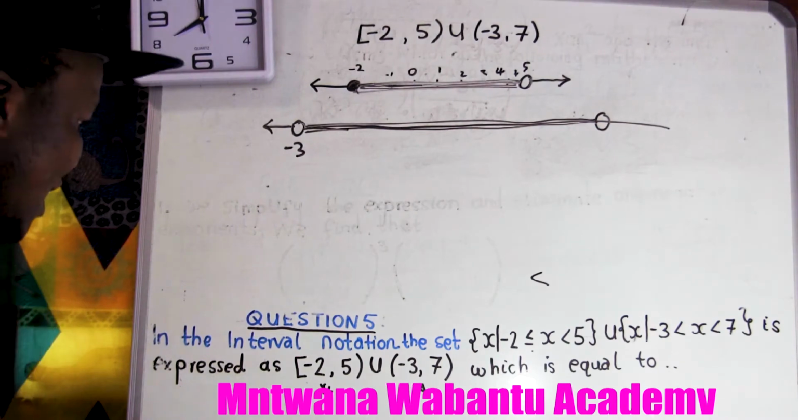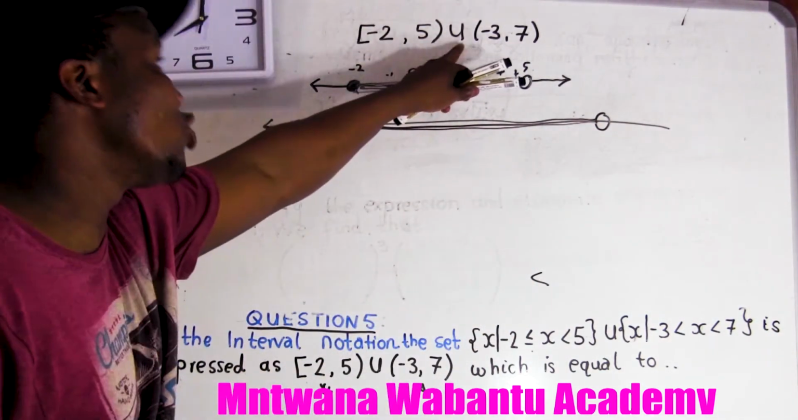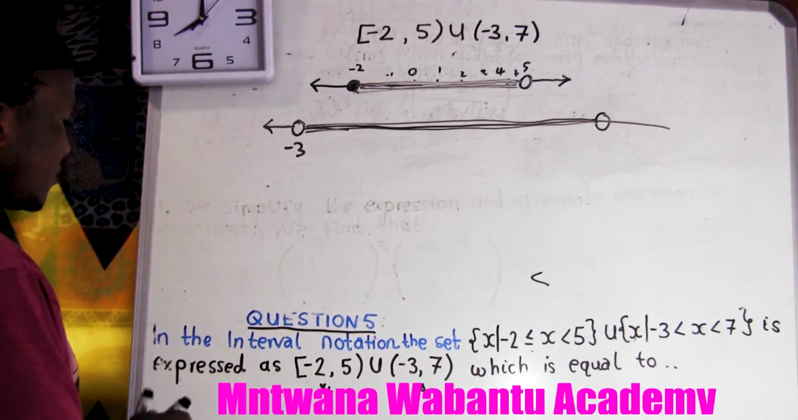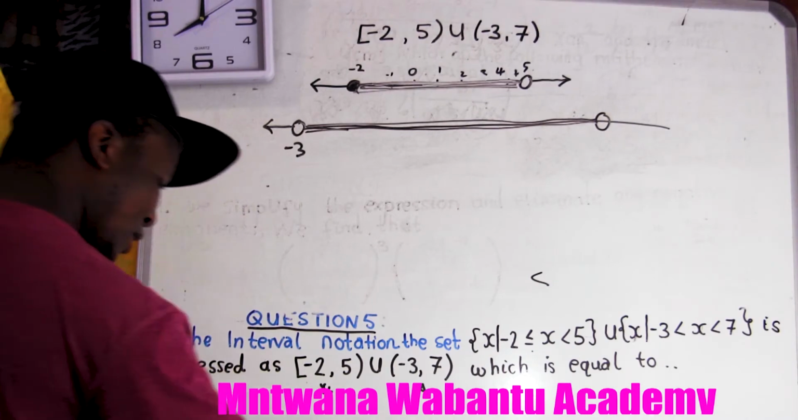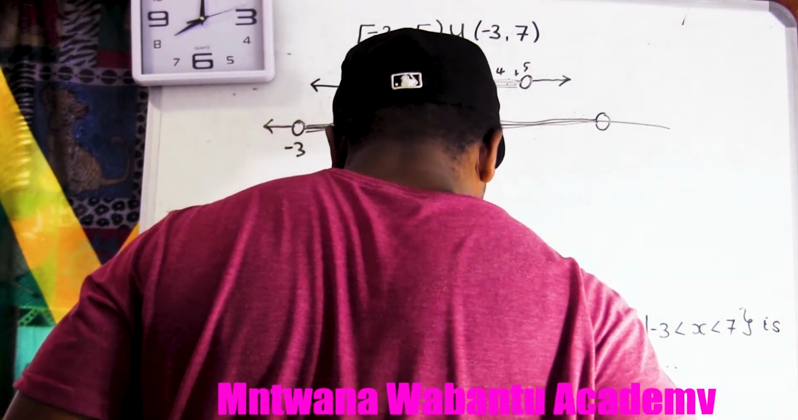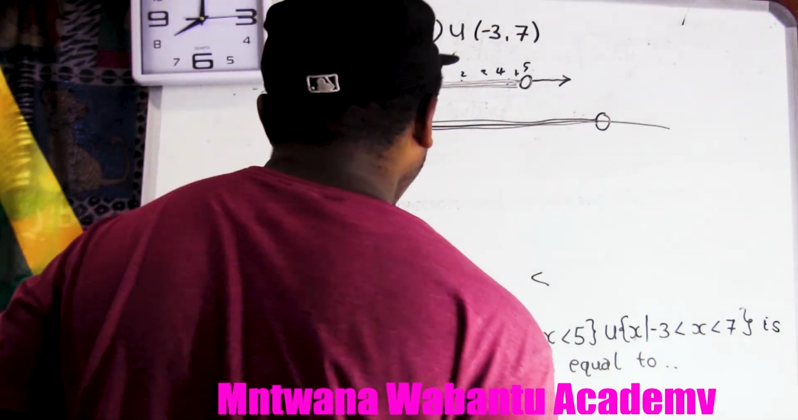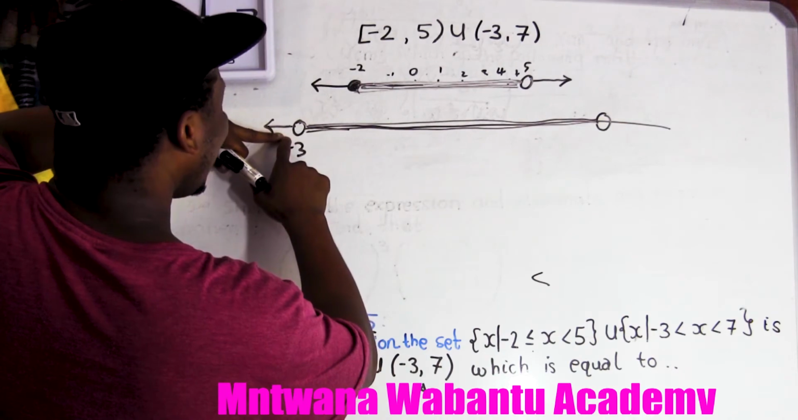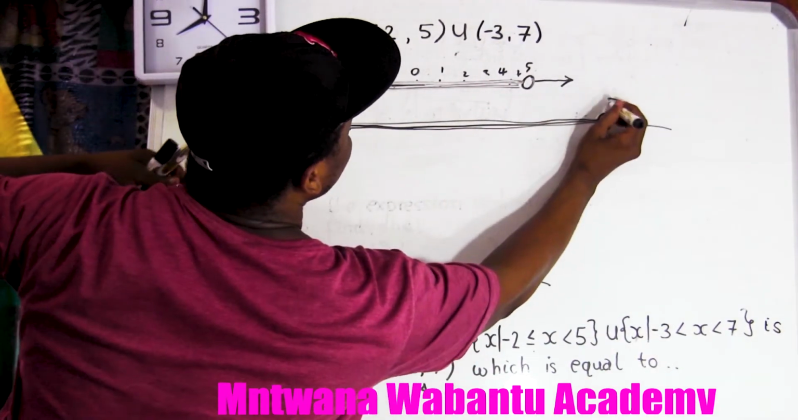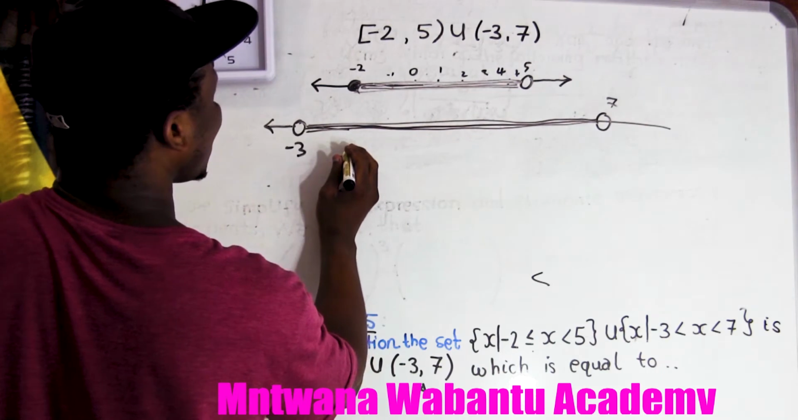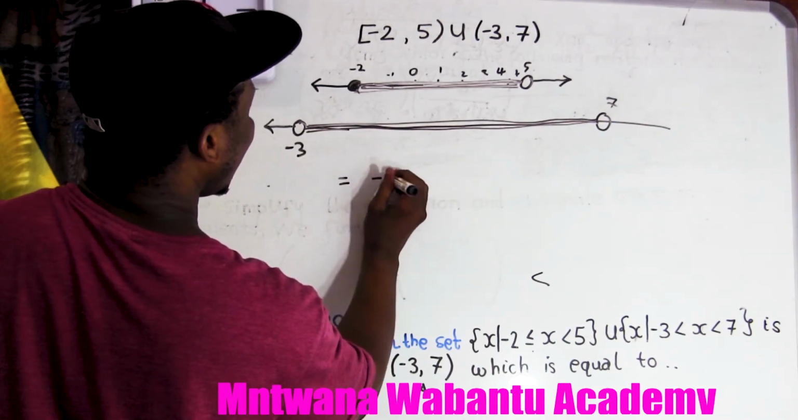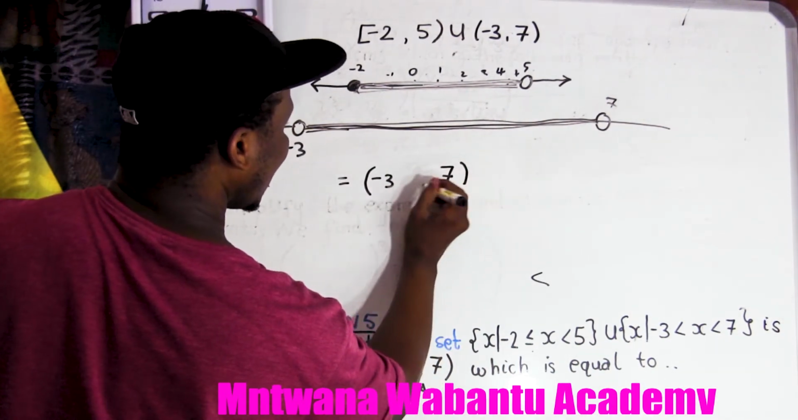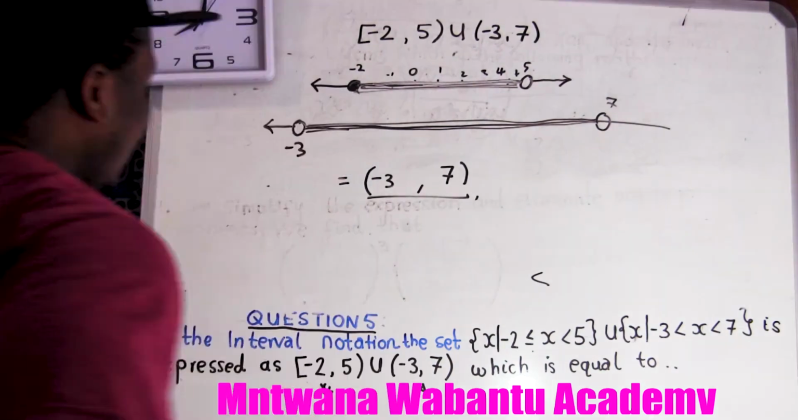Okay, so now, what do they say here? They want to put this together as a union. What is union? Union means together. So for the union, you have to put them together. If you put them together, it means it's going to start from -3 to 7, because we put them together. So the answer is going to be -3 excluding, all the way to 7 excluding. And that's going to be our answer.